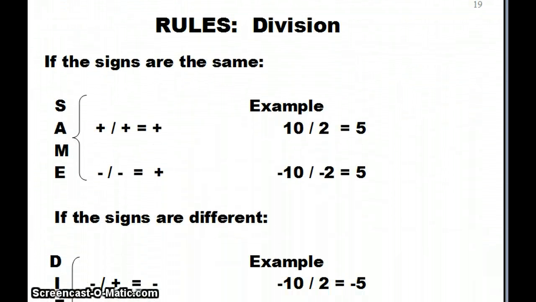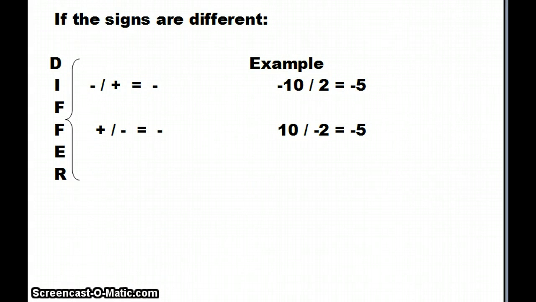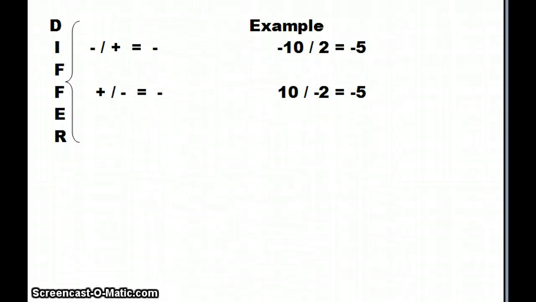The rules for division on page 19 are similar. A positive divided by a positive gives us a positive, and likewise a negative divided by a negative gives us a positive. 10 divided by 2 is 5, and negative 10 divided by negative 2 also gives us a 5. If the signs are different, negative on top and positive on the bottom, or vice versa, we still get a negative answer. On the right, negative 10 divided by 2 is equal to negative 5, and 10 divided by negative 2 is also equal to negative 5.